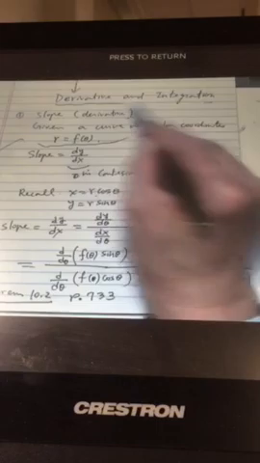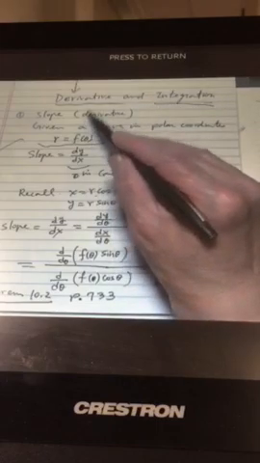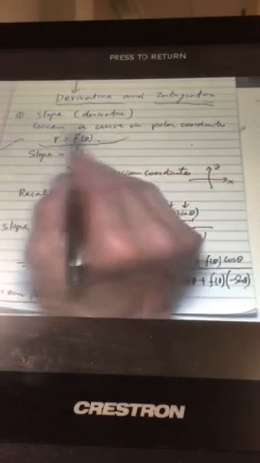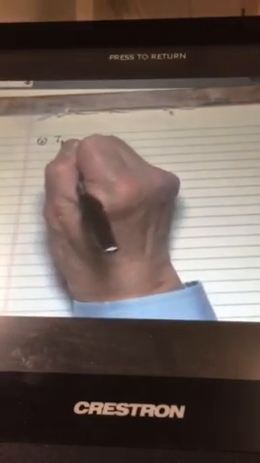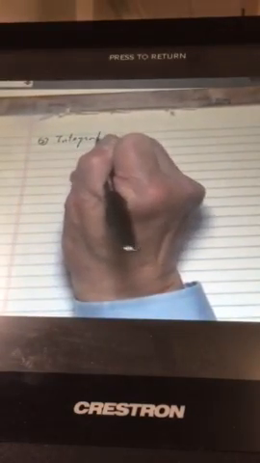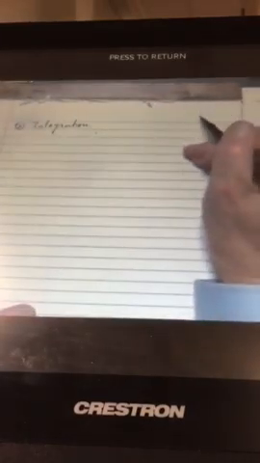So calculus means derivative and integration. So that's a derivative. The integration. So next is integration. So this is 2.